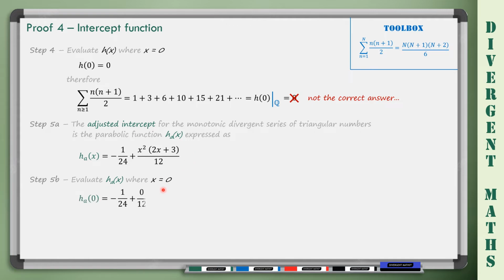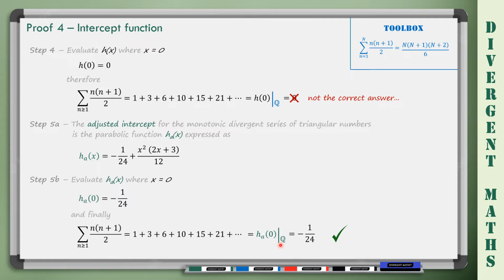So it's relatively straightforward, obviously. Negative 1 over 24 plus 0 over 12, which disappears. So it's negative 1 over 24. And finally, the sum from n equal 1 to infinity of the triangular numbers is equal to the adjusted intercept at 0 projected on Q. But again, that is already a rational, so projecting won't make a difference, but we need to project on a set of rational numbers, and it's equal to, obviously, negative 1 over 24, which is the correct answer.